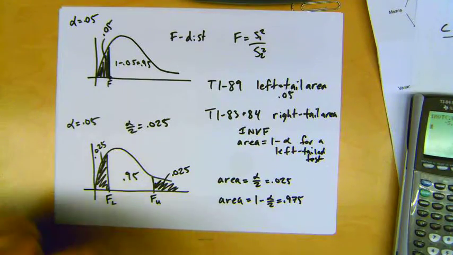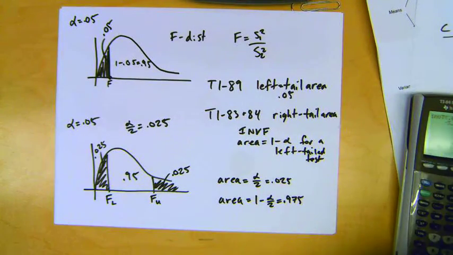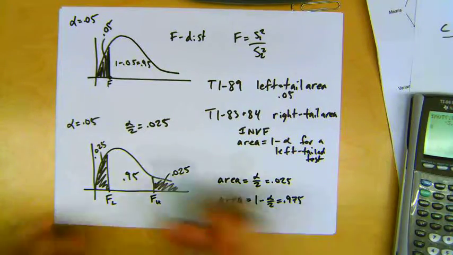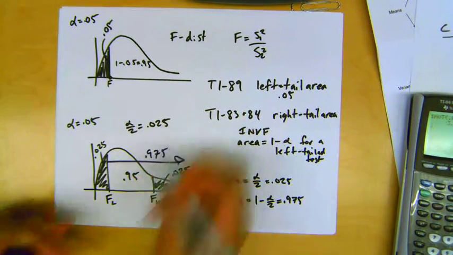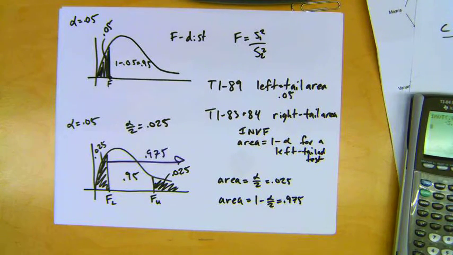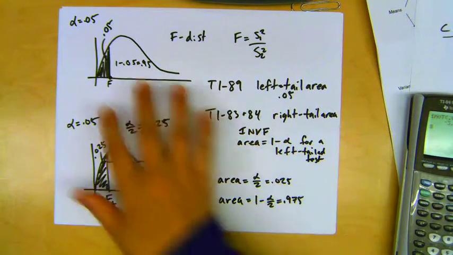Thinking about it, if I have a different color here, maybe that would help. From that point over, I'm saying that there's the 95% in the middle and the 2.5% on the other tail, so altogether that adds up to 0.975. And then a right-tailed test is just the flip of that.